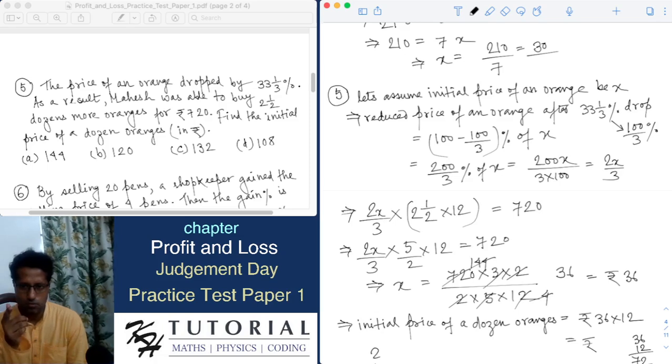Six cancel 6 to 10. It's fine, 36. X is coming out to be 36. So the original price, the initial price of an orange, is 36. Find the initial price of a dozen oranges: 36 into 12.